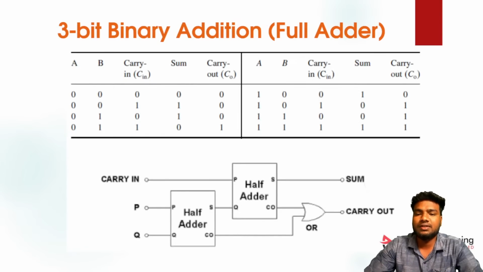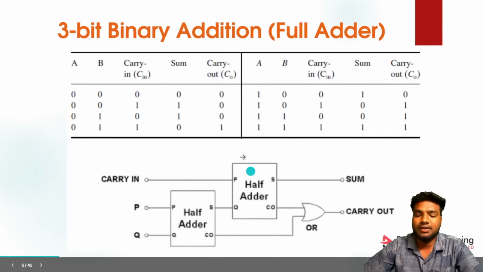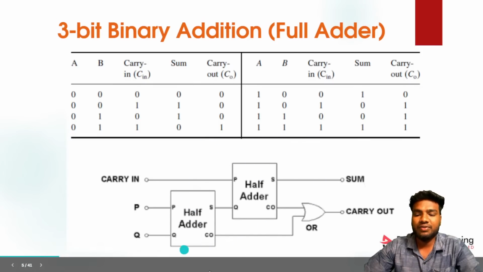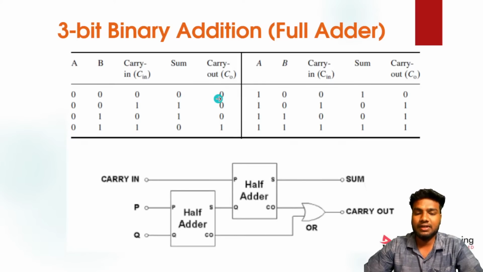The full adder we already saw in previous sessions. A full adder needs 3 inputs, A, B and carry in, and it will give outputs sum and carry. If you combine two consecutive half adders, we can achieve the full adder functionality. So the inputs are three: A, B and C in.